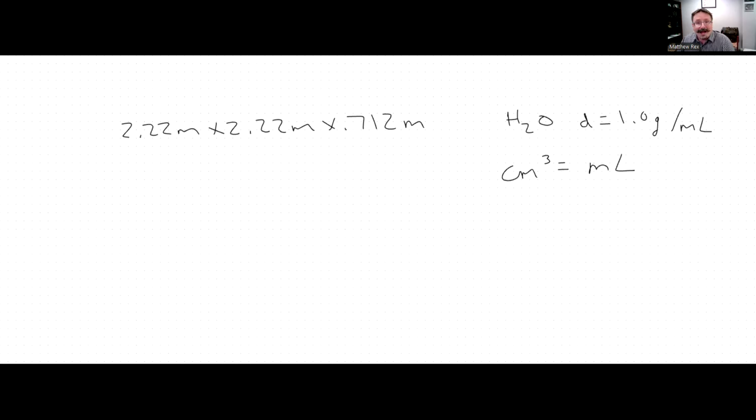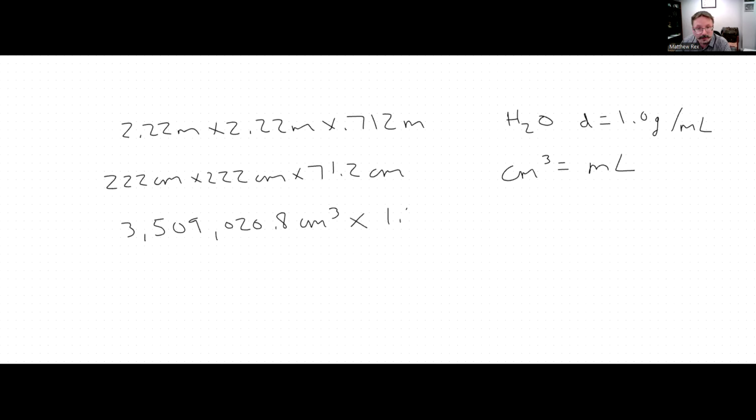So what I would probably do is convert my units here into centimeters. So 100 centimeters in a meter. So we'd have 222 centimeters times 222 centimeters times 71.2 centimeters. If I multiply the length, width, and height by each other, I should get 3,509,020.8 cubic centimeters times the density of water gives us the same value in grams, 3,509,020.8 grams, and we wanted this in kilograms, so I can divide by 1,000, or I could set up my dimensional analysis.